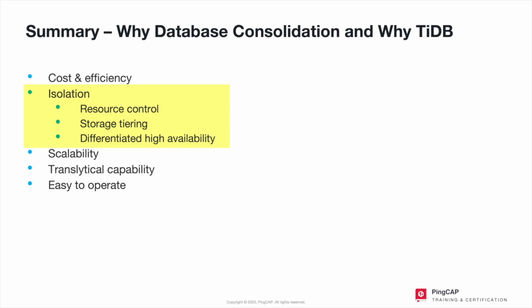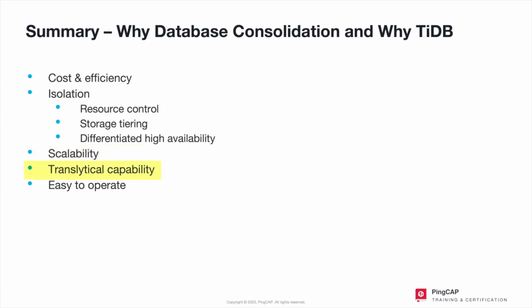This leads us to differentiated high availability. Tenants will have varying HA requirements. We discussed how TiDB enables this as well. Next, scalability. A multi-tenant database needs the ability to scale. Individual tenants need the ability to scale too. We discussed how separating compute and storage allows TiDB to scale easily. We also discussed how placement policies empower us to control tenant scaling.